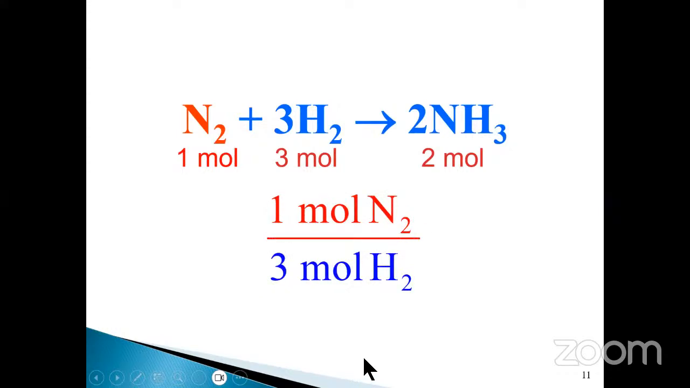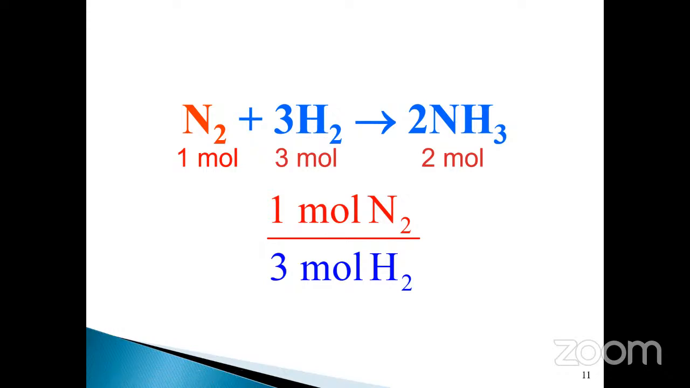So we can write down, for example, what we call a conversion factor, which represents the mole ratio between two substances, in this case, between nitrogen and hydrogen, right? So it's 1 mole of nitrogen reacting with 3 moles of hydrogen. So we can write down that relationship as a fraction where we have 1 mole of nitrogen above and 3 moles of hydrogen below. But we can also have it the other way around, right? We can have the 3 moles of hydrogen above as a numerator and 1 mole of nitrogen below as the denominator.